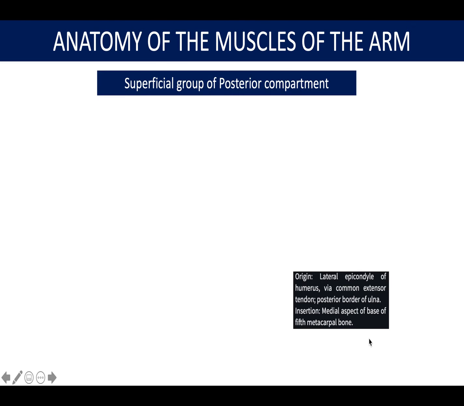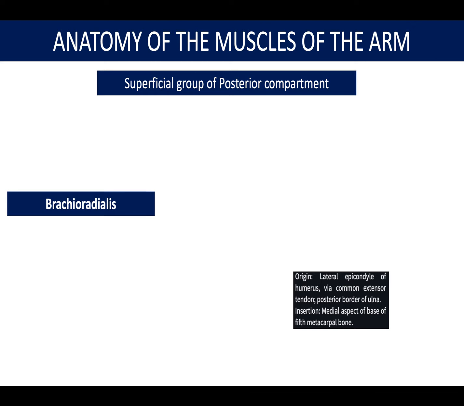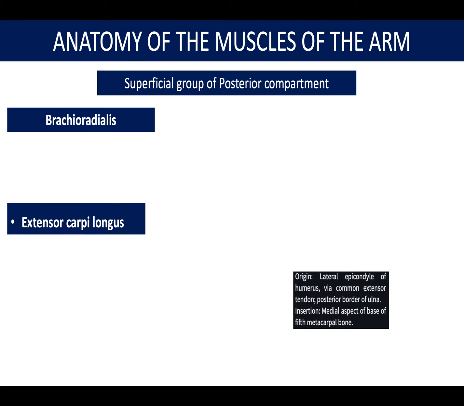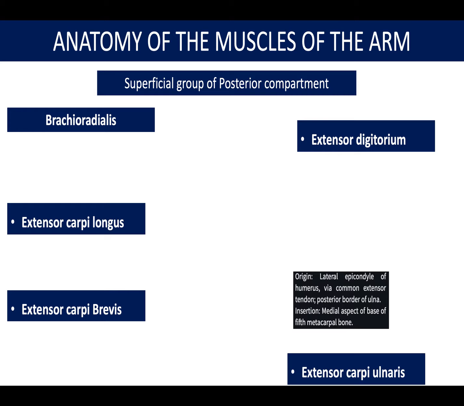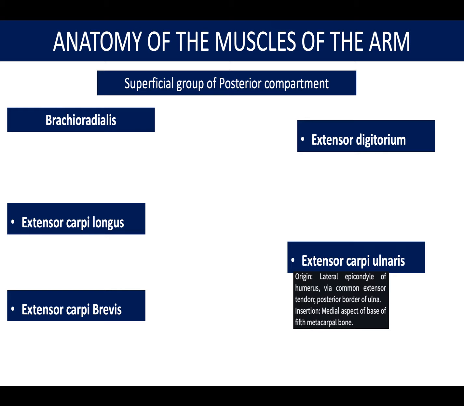Let's talk about the superficial group of the posterior compartment. You just saw all of them conceptualized in one video in the 3D anatomy model, and we will explode them and break them down in the coming few minutes. The first muscle is brachioradialis. Then extensor carpi radialis longus, extensor carpi radialis brevis, extensor digitorum, extensor carpi ulnaris, extensor digiti minimi, and there was one which I have not included on the screen now, so that you can think about it, and that was anconeus.